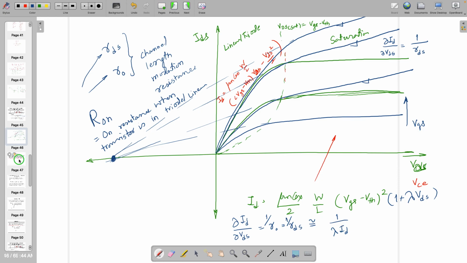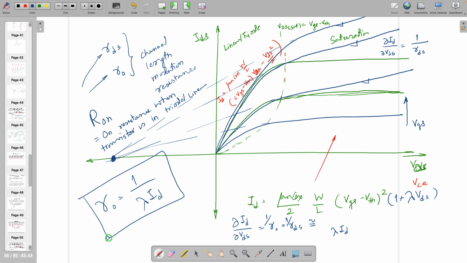Should I go forward? It's fine, right? Okay, so RO is 1 by lambda ID. That's the equation, right?